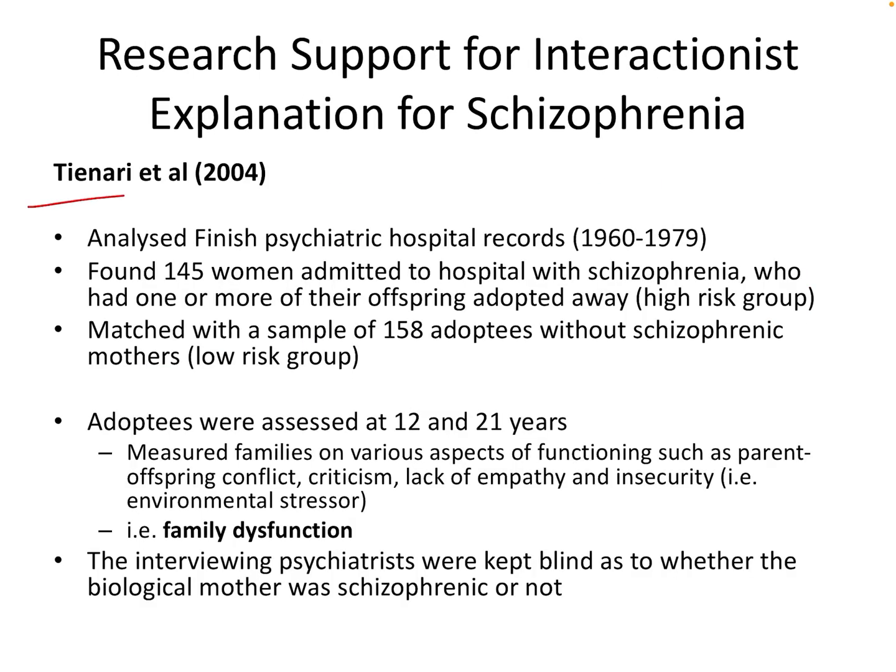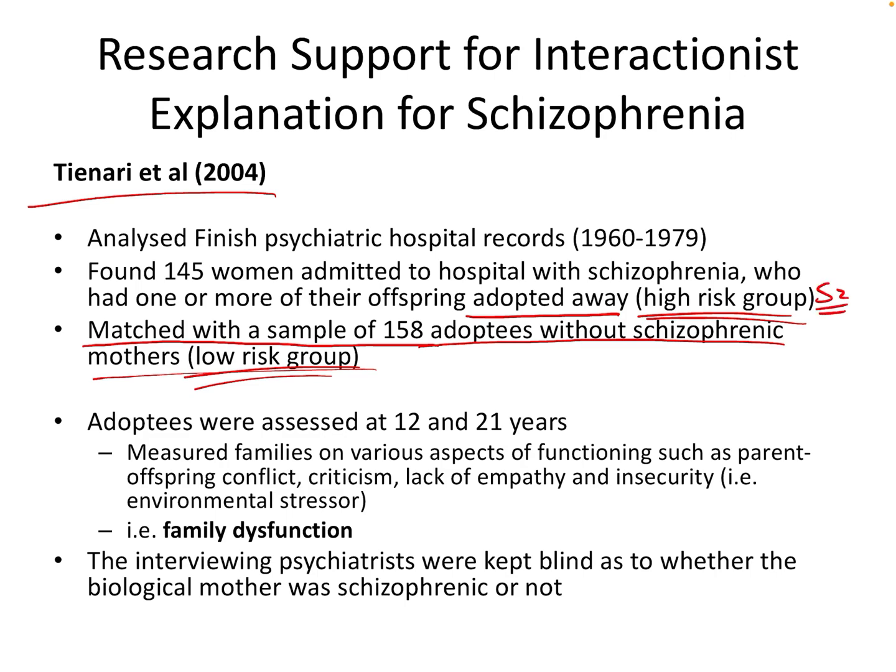So let's start off with Tienari's research, a very, very famous study here. So in this research, Tienari was assessing psychiatric records, and they were looking at inpatients who had suffered from schizophrenia and had given birth, had biological children who were adopted away. So basically they're adopted into families away from the biological mother that had schizophrenia. And they had a matched control group of adoptees who didn't have a schizophrenic mother. So here we've got a natural experiment where we've got a high-risk group who have potentially a genetic vulnerability to schizophrenia and a low-risk group who do not have any genetic risk for schizophrenia.